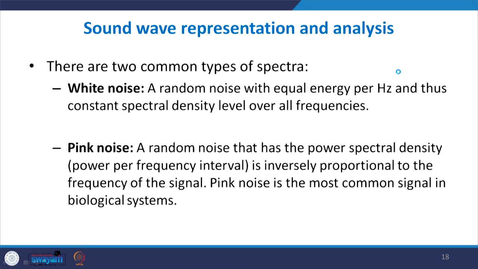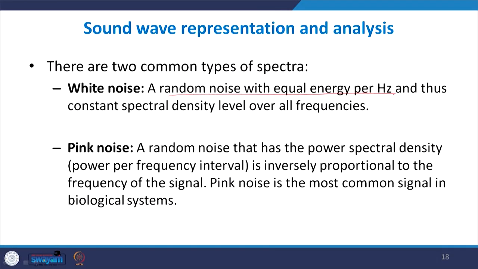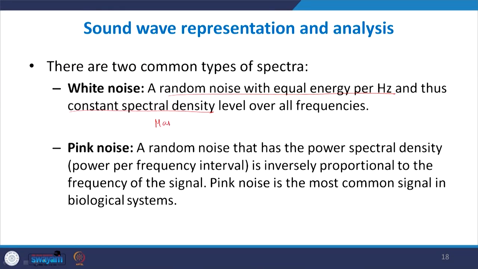Two specific kinds of spectra are usually used in the case of noise control. We call them white noise and pink noise. White noise is simply a random noise with equal energy per hertz, or a constant spectral density. Which means that it is a random noise where the density is almost uniformly distributed throughout the frequency, and this kind of noise is usually used for masking purposes, especially in speech tests. This is a general masking noise, because when we are trying to mask some noise, we want a random noise which does not bias the result.